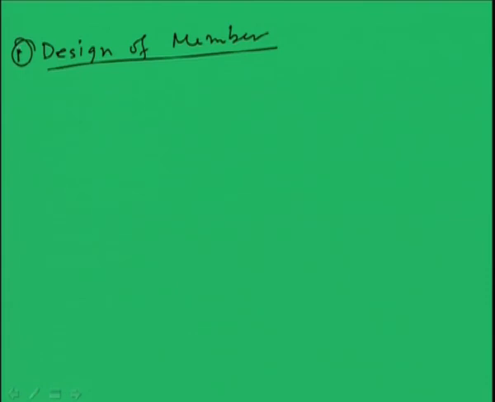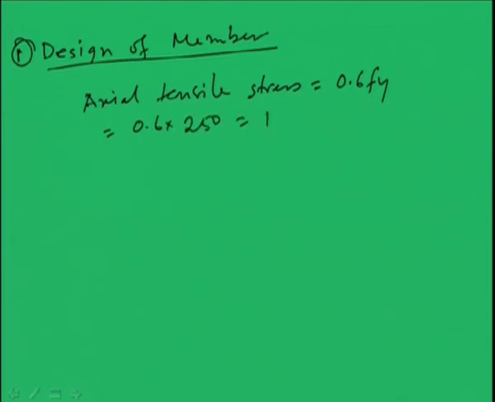So first we know the axial tensile stress, which is given. If it is not given, we have to assume the type of steel which we are going to use. If we use mild steel, then 0.6 Fy. So this will become 0.6 into 250. For mild steel, Fy is 250, so this is 150 MPa. So this is given, you can say.